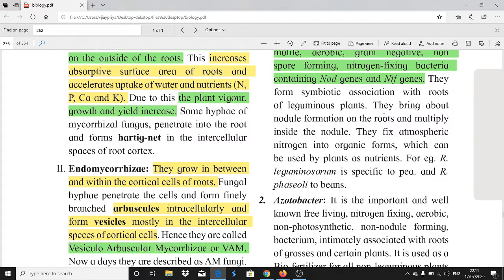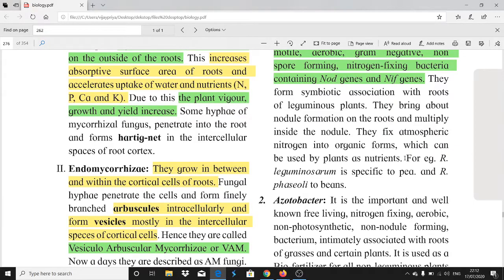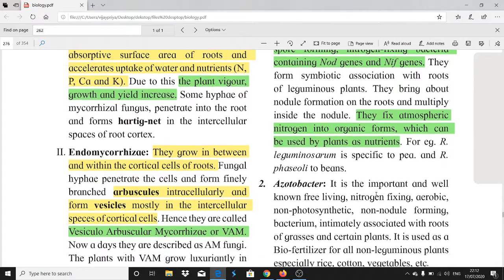As I have shown you in the diagram, they are associated with those plants. They bring about nodule formation on the roots and multiply inside the nodule. So inside this part, they get multiplied. That is the shelter of such microorganisms. What is their role? They fix atmospheric nitrogen into organic forms, which can be used by the plants as nutrients. Again, this is a very important part.